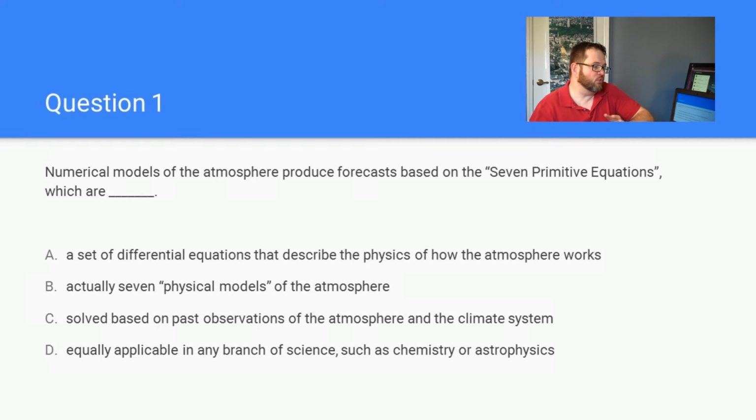Question 1. Numerical models of the atmosphere produce forecasts based on the 7 primitive equations, which are: A, a set of differential equations that describe the physics of how the atmosphere works; B, actually 7 physical models of the atmosphere; C, which are solved based on past observations of the atmosphere and the climate system; or D, equally applicable in any branch of science, such as chemistry or astrophysics. Okay. This question might take you more time than you think. Take a look closely at those 4 options and get a little feedback before you move on to question 2.